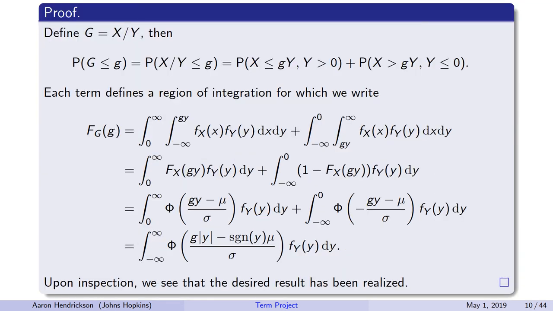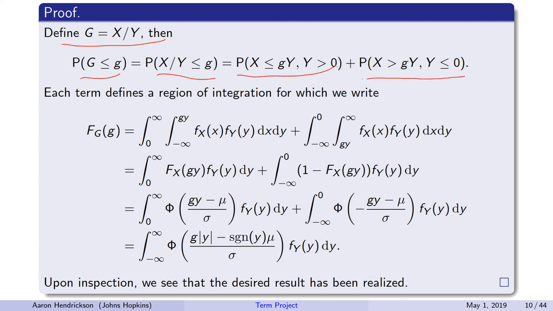And so here's the proof. It looks like a lot, but it's quite straightforward. We have G up here. It's a ratio of independent random variables X and Y. So if we write out the distribution function, the probability of G less than g, by definition, that's the probability that X over Y is less than g. And if we try to solve this inequality for X, we have to consider the possibilities that Y is negative and Y is positive, and this leads to the two terms here.